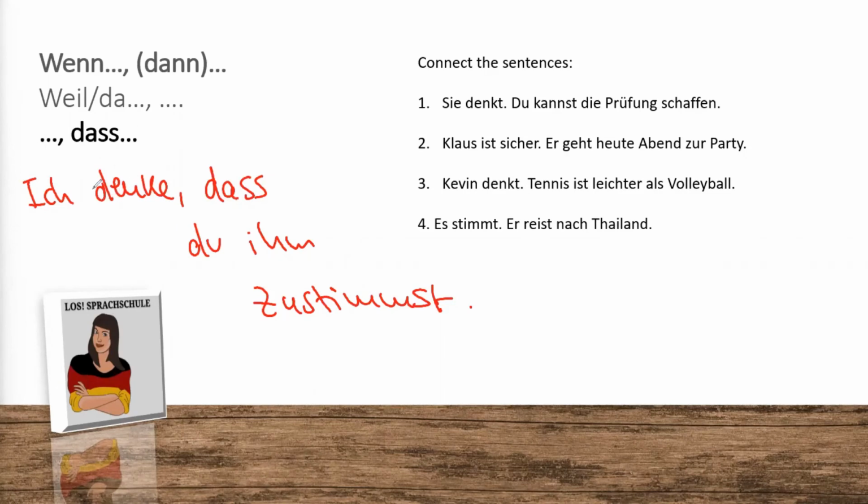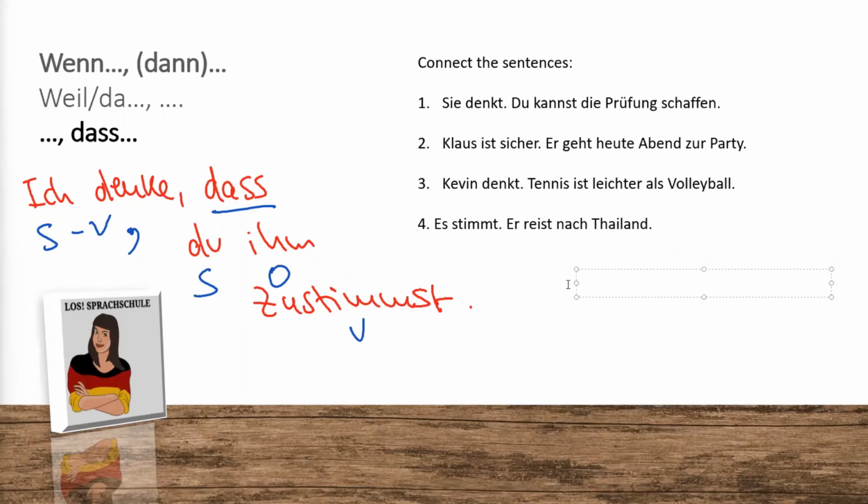What do we need to make a dass sentence? You can watch my other 2 videos. I talked about it. But this is how we build it. Subject, verb, comma, dass, subject, object, verb. But here we cannot say, dass du ihm zustimmst, denke ich. Let me say it before everyone says, oh yeah, you can say that. Yes, you can, but it sounds strange.